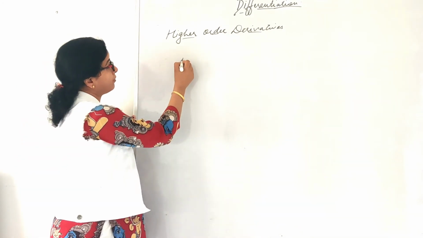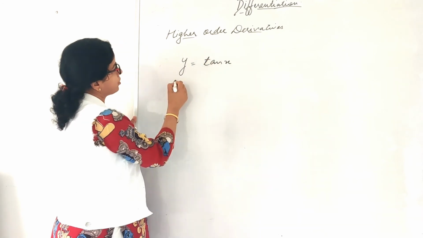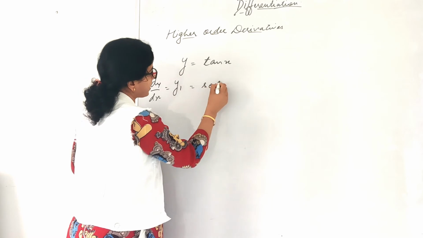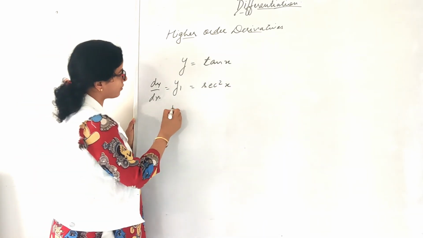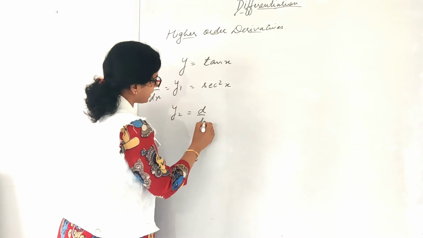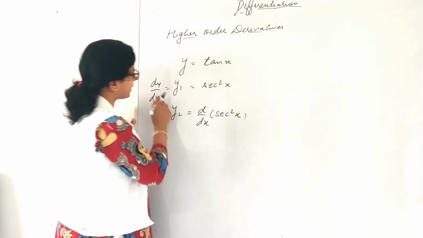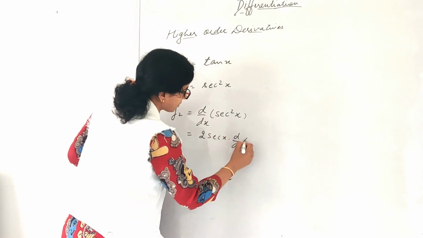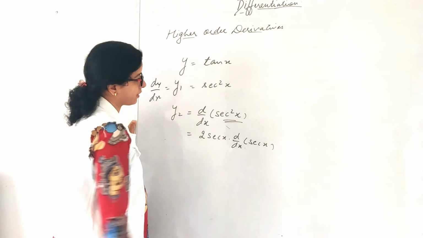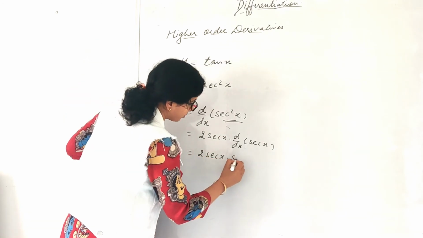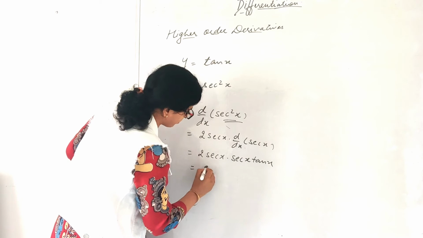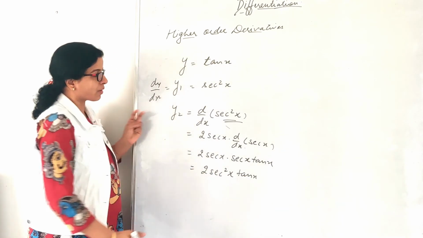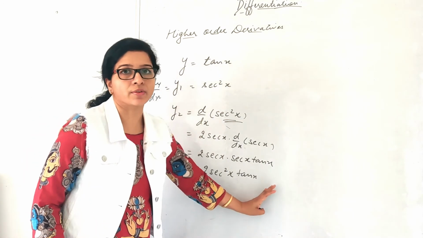Say for example, I have y is equal to tan x, right? So y1, what do you mean by y1? It is dy by dx. It will be equal to secant square x, right? If I want to find out y2, it will be d upon dx of secant square x. Further I am differentiating it, so it will become 2 secant x into d upon dx of secant x. We are using chain rule over here. So 2 secant x into secant x tan x. So it will become 2 secant square x tan x. Further I can differentiate this, right? So I can find out the further derivatives of this function.